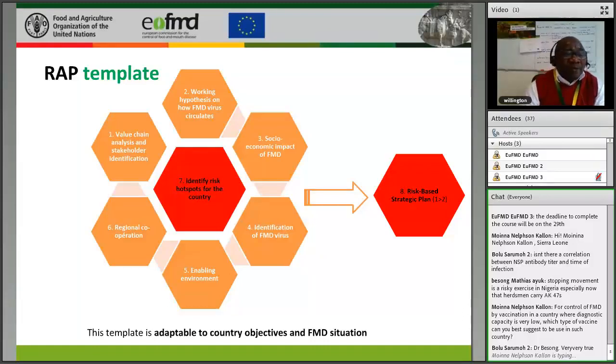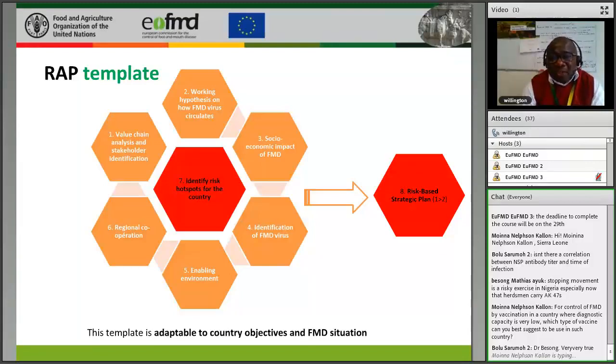And you have, of course, the sixth activity, which is regional cooperation, because, as you know, foot and mouth disease is a transboundary disease, and it does not recognize borders. So what you have to put in evidence is what level of collaboration you can have with neighboring countries that are in the region. There's a seventh aspect, which is very, very core, an activity that enables you to identify the risk hotspots for the country.